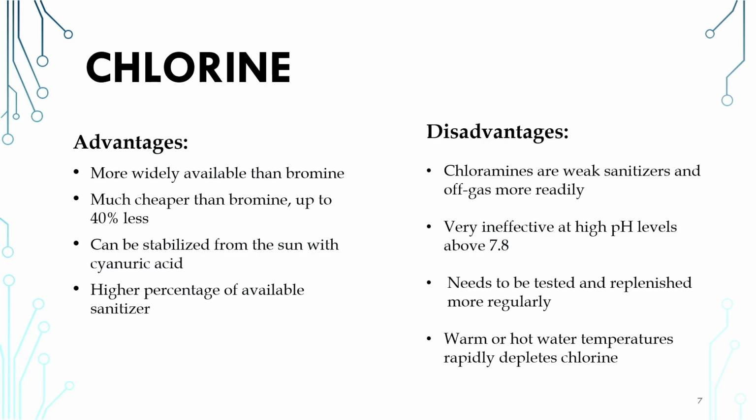Going over some advantages and disadvantages of using chlorine. Some advantages are its availability. It's usually up to 40% cheaper than bromine. It can be stabilized from the sun using conditioners such as cyanuric acid. And it contains a higher percentage of available sanitizers per volume.